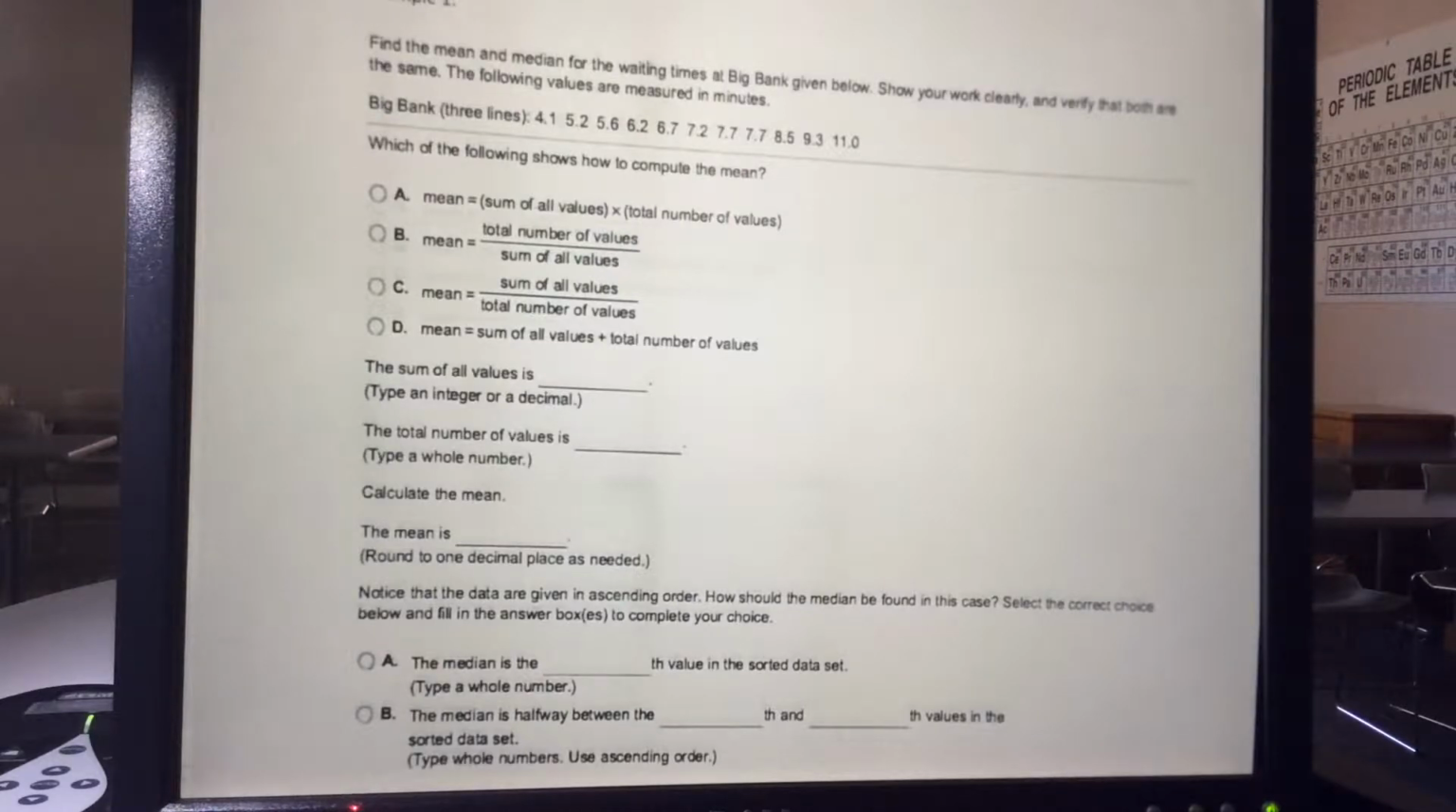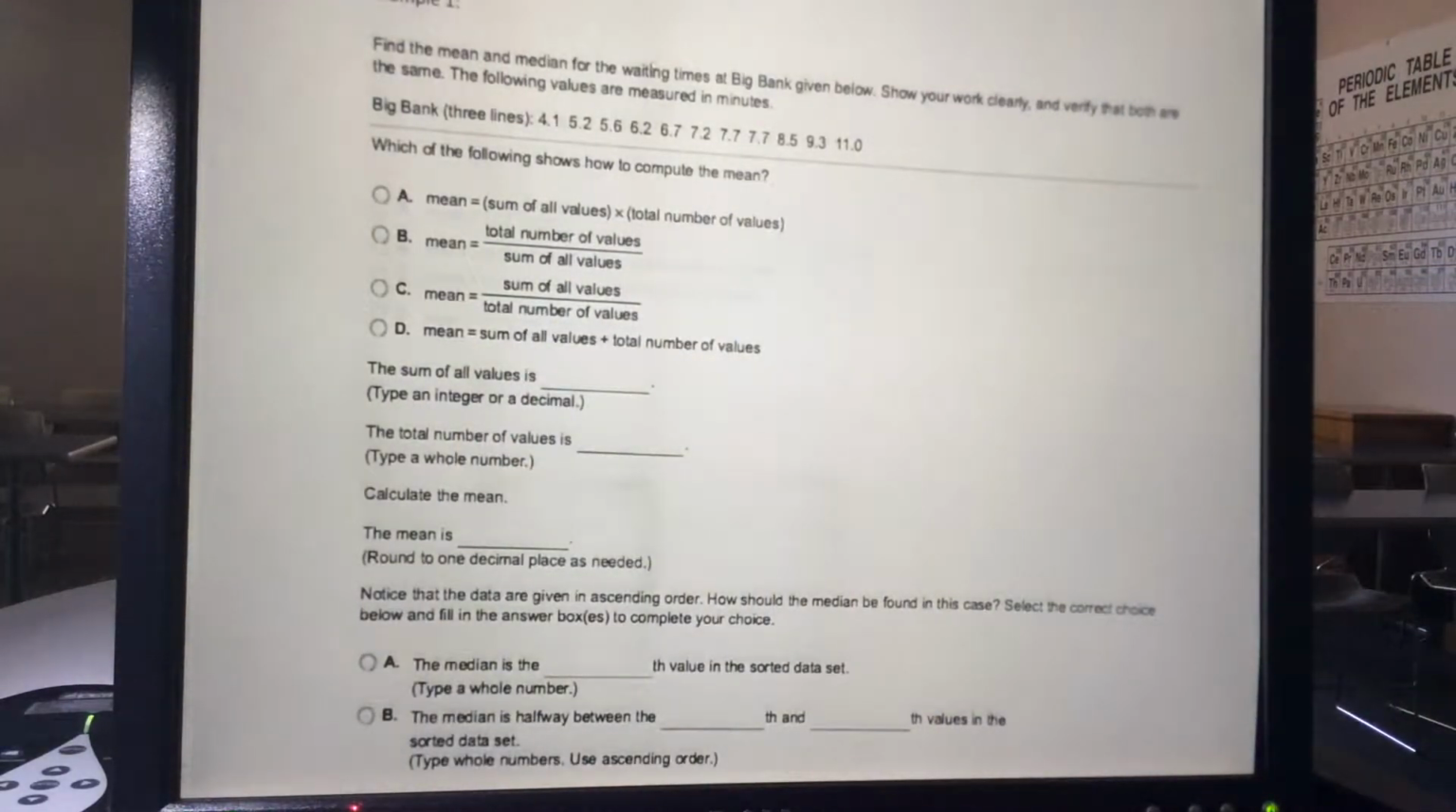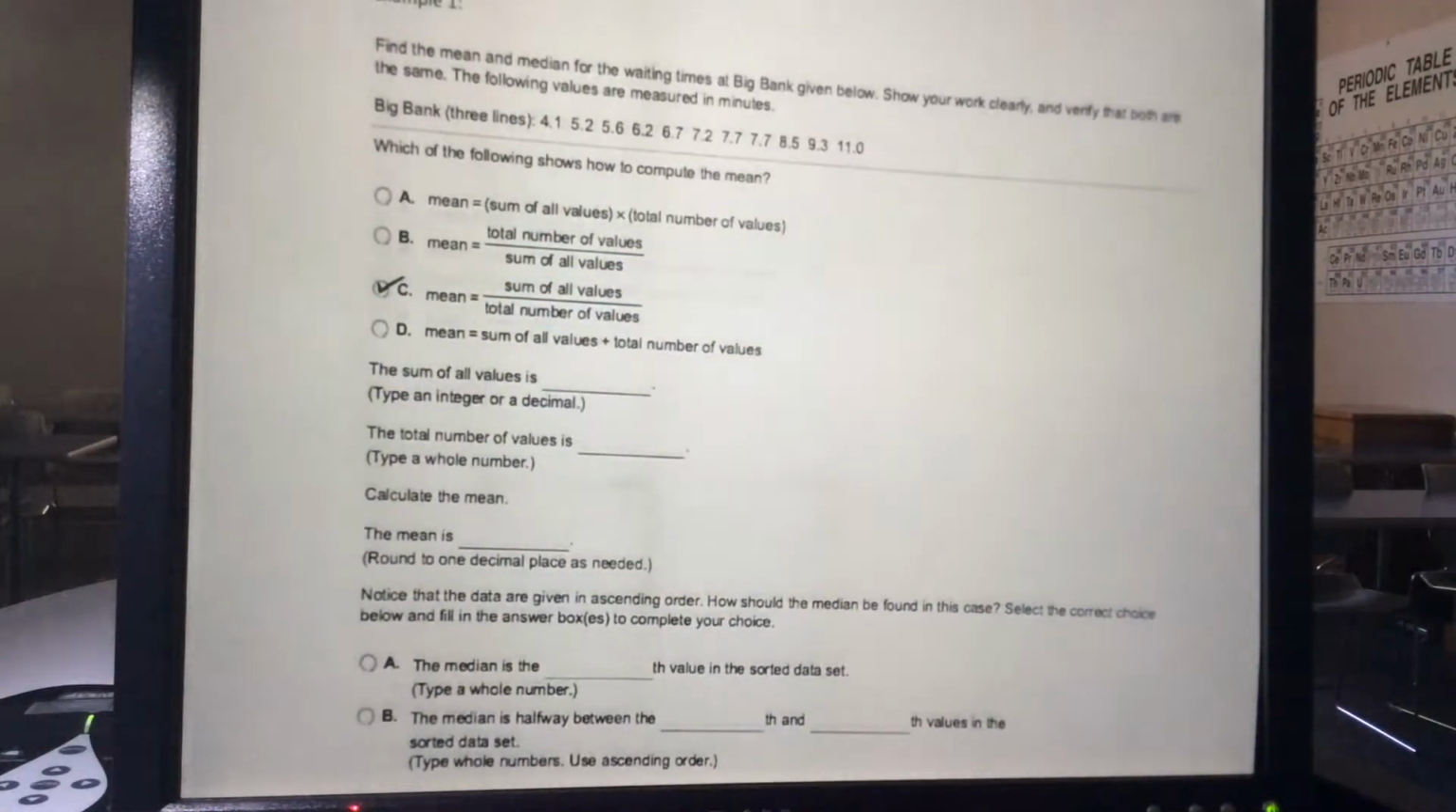Now, the first question is, which of the following shows how to compute the mean? If you recall in the last video, we did talk about what a mean was. For the mean, you sum up all the data values and divide that by the total number of values that you have. So in this case, it would be answer C: sum of all values divided by the total number of values.